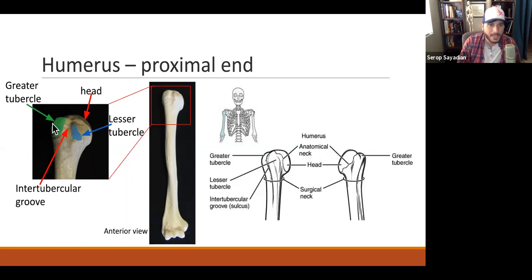Okay, and the greater tubercle is going to be on the lateral side. Okay, notice you have the head, which is kind of angled inwards. You're going to have 2 tubercles on either side of the intertubercular groove.